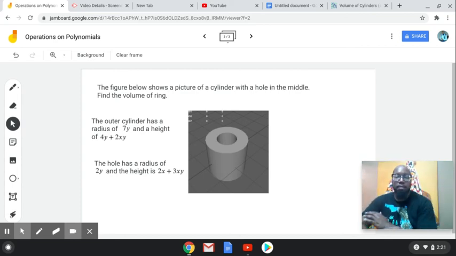Alrighty, here is another problem that we will do with operations on polynomials. This may be a little bit more complex, so if you want to, I encourage you to take your time, stop the video when you can, and just understand what I'm saying, okay?